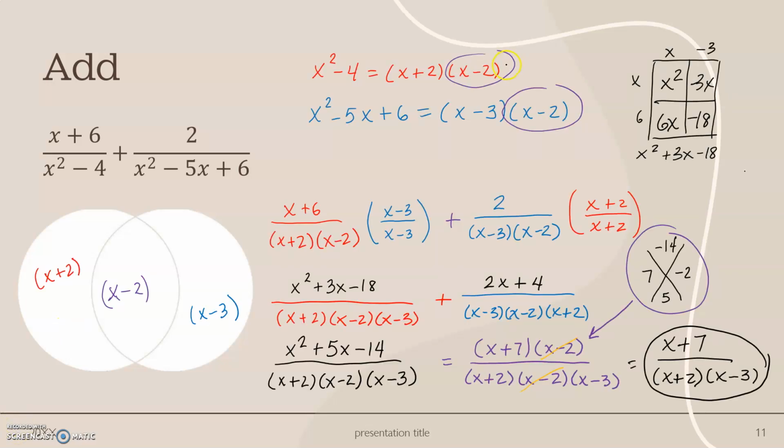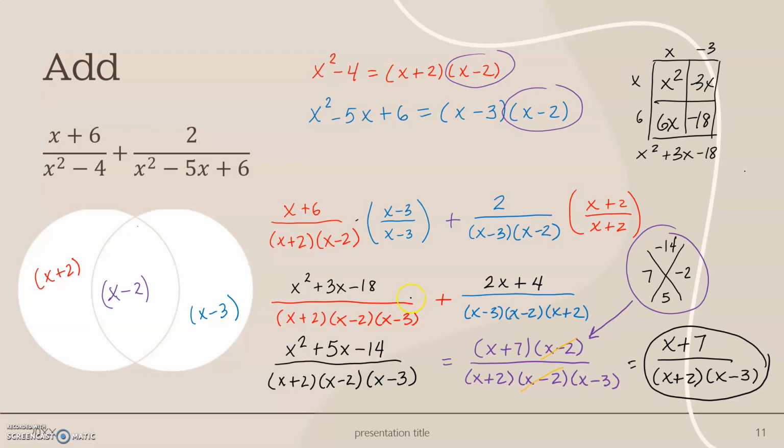Here's another one to try. I would pause the video and give this a shot and then come back after you have tried it. So my process was I factored out both denominators. I noticed that both denominators had an x minus 2. The x squared plus 4 denominator also had an x plus 2 in it. And the other denominator also had an x minus 3 in it. So I multiplied the first fraction by x minus 3 over x minus 3, and the second fraction by x plus 2 over x plus 2 so that the denominators could be identical.